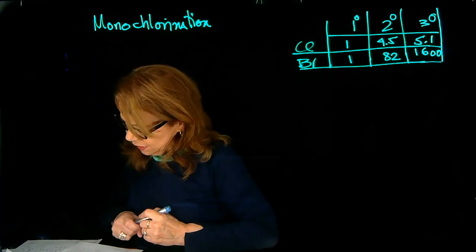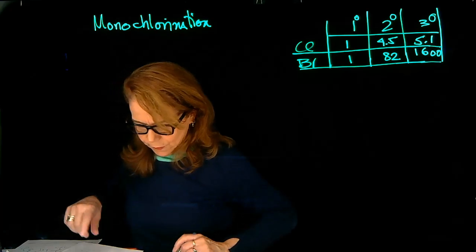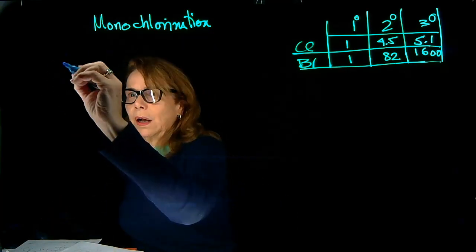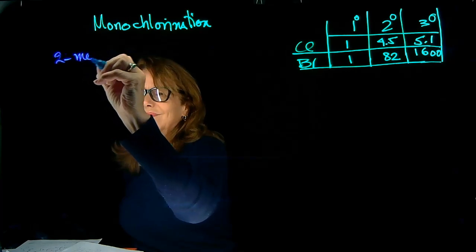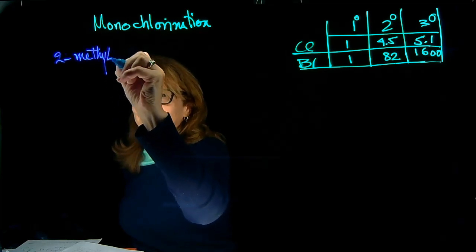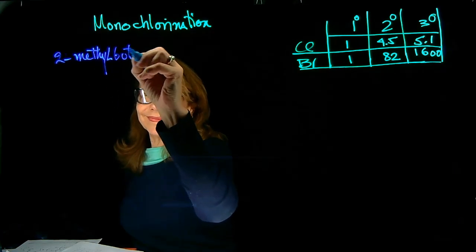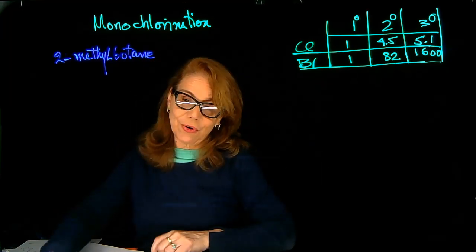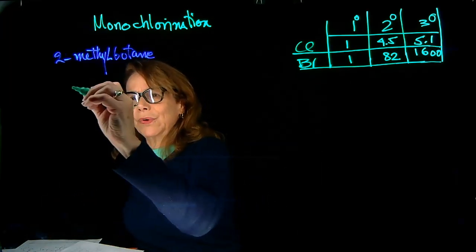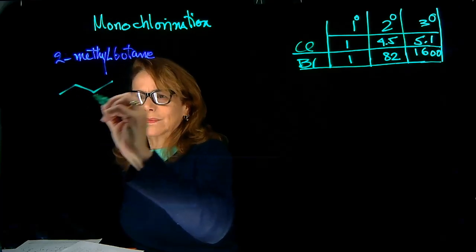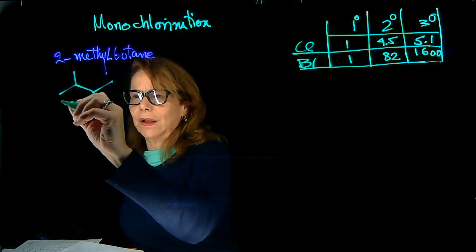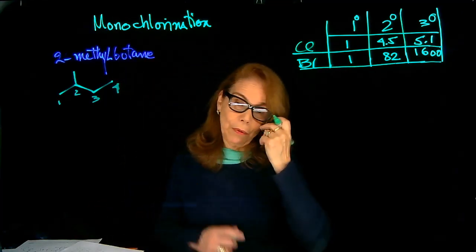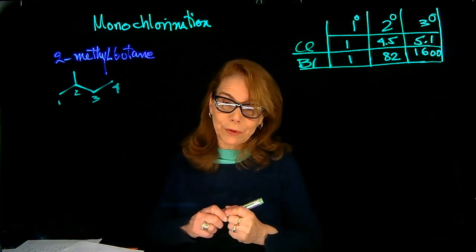Let's do the monochlorination products of 2-methylbutane. Your first step always is drawing the compound. So we have butane, 4 carbons, and 2-methyl. So 1, 2, 3, and 4. Now once we have that, let's determine the number of products.